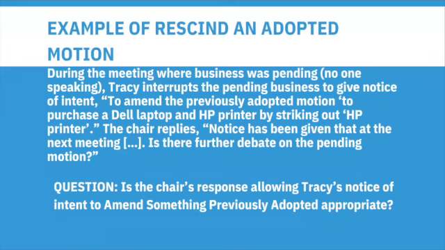So here's another question for you. During the meeting where business was pending, no one speaking, Tracy interrupts the pending business to give notice of intent to amend the previously adopted motion to purchase a Dell laptop and an HP printer by striking out HP printer. The chair replies, notice has been given that at the next meeting, and then the chair continues by saying, is there further debate on the pending motion? Question: is the chair's response allowing Tracy's notice of intent to amend something previously adopted appropriate?